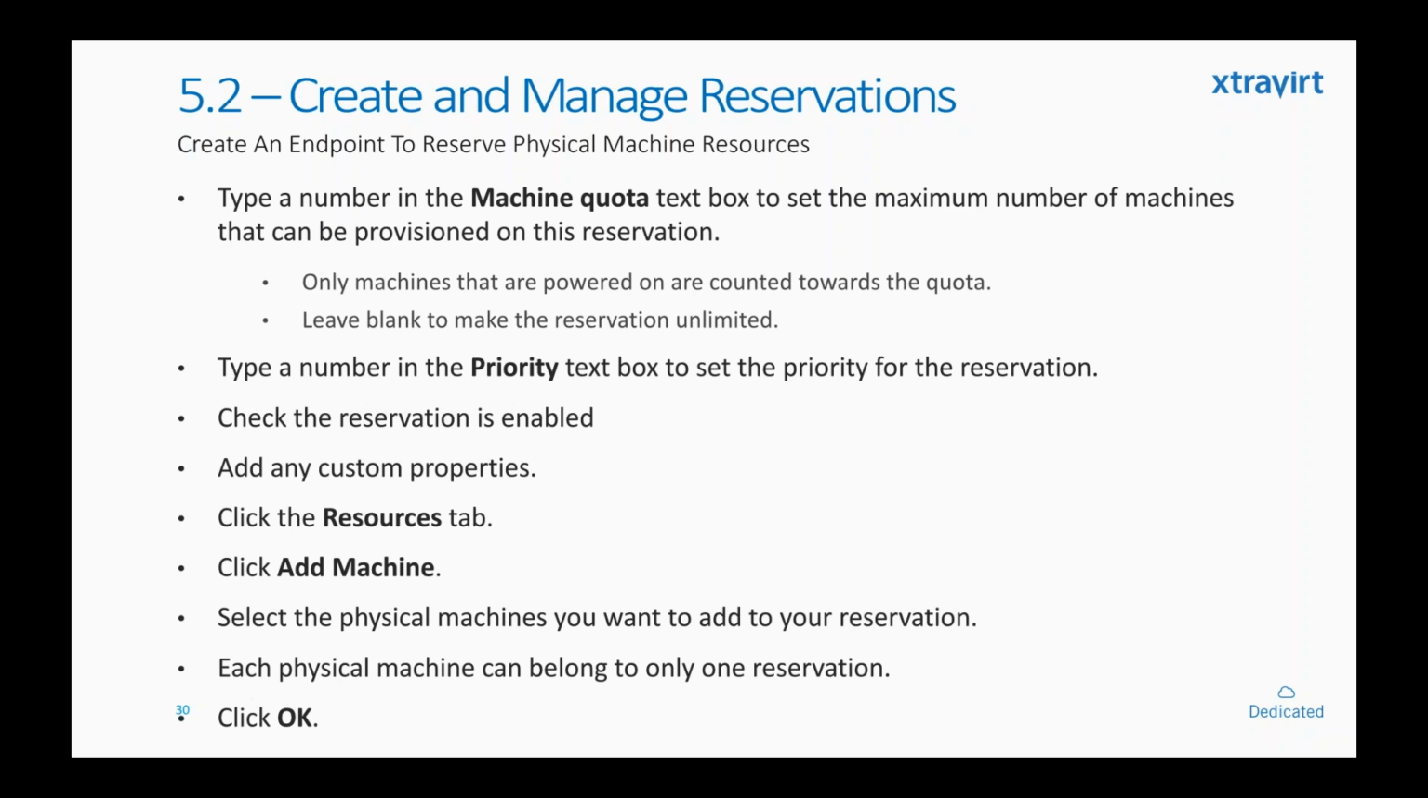Before clicking OK, choose the Resources tab and click Add Machine, then select the physical machines you want to add to the reservation that will match the corresponding endpoint you've created. Each physical machine can only belong to one reservation. Once you've done that, you can click OK and the reservation can be created.